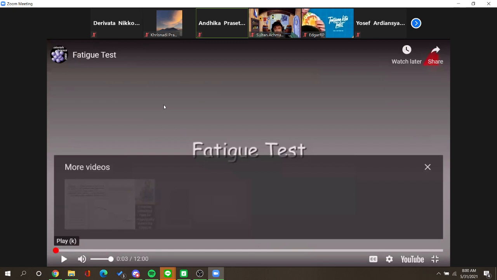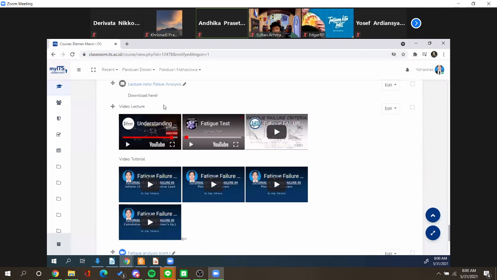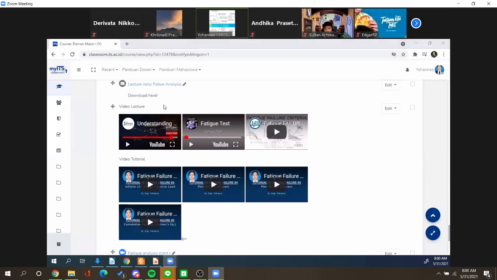Fatigue test. Okay, the second video shows us how to obtain the SN diagram. Okay, so relating to the question of Bella previously, we must know that the SN diagram is obtained for completely reverse bending.